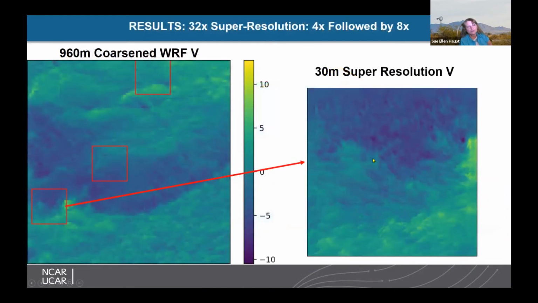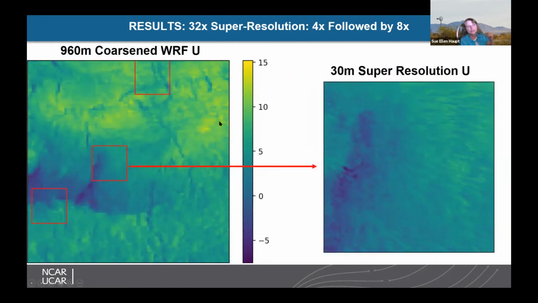So looking at a few of these results in more detail, on the left, we have the full domain of the 960 meter coarsened data that we used for training, matching with the 30 meter fine resolution. And when we take one of these 512 by 512 tiles, apply the generator that we have trained together with the discriminator, we see that we are able to recover this rich texture in the V velocity field. Now, what about the other fields?